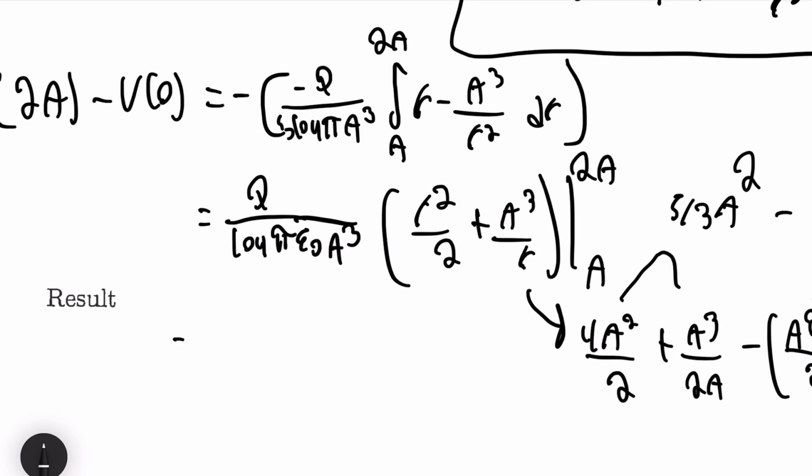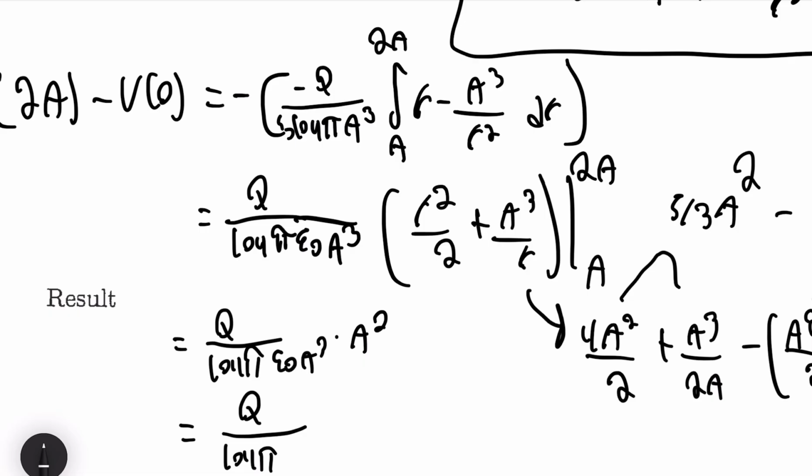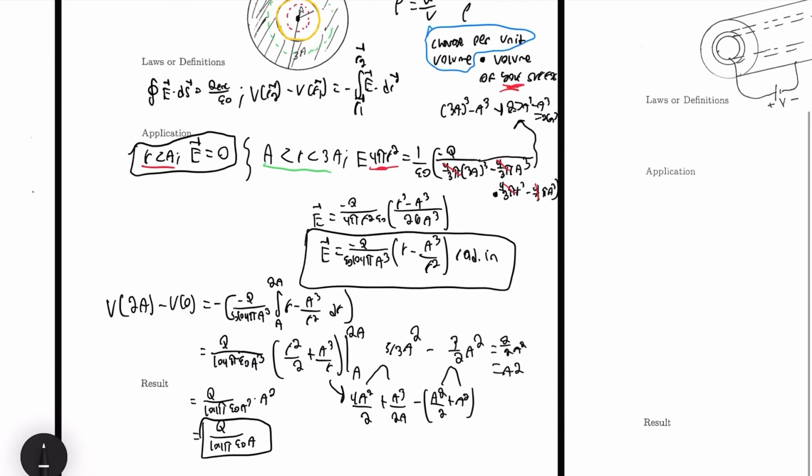So in reality, I have q over 1 over 4 pi epsilon naught a cubed times a squared, which is simply q over 4 pi epsilon naught a. And that would be the answer for this question.